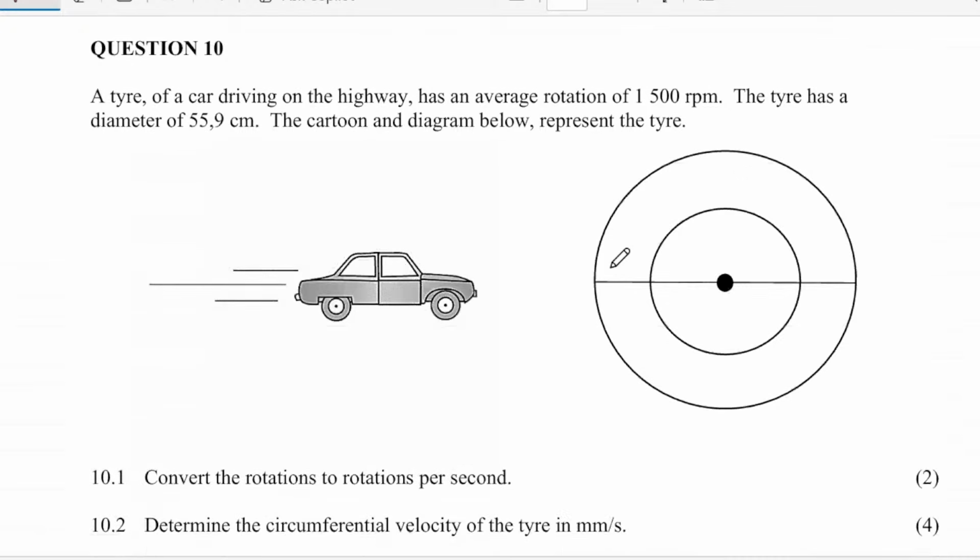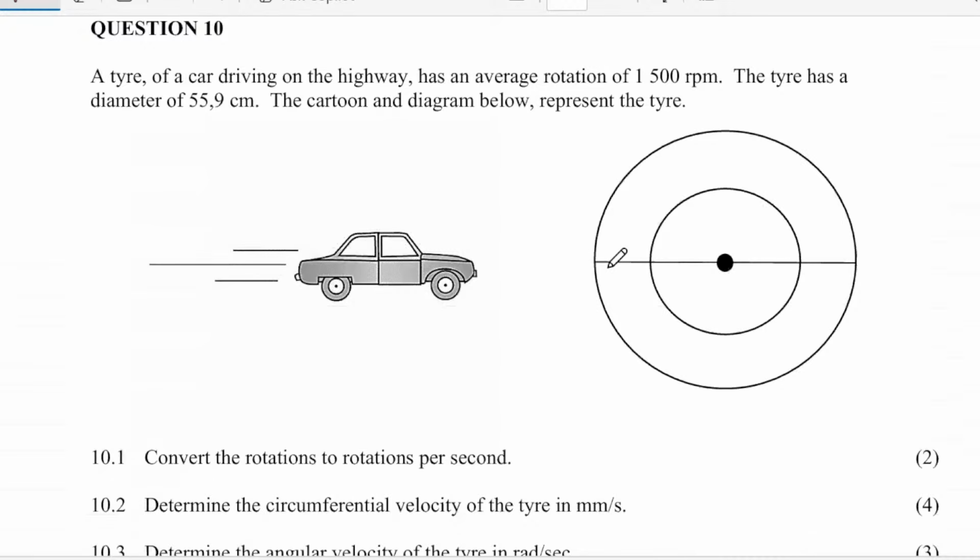Okay, question number 10. A tire of a car driving on the highway has an average rotation of 1.5 revolutions per minute. The tire has a diameter of 55.9 centimeters. The cartoon and diagram below represent the tire. Convert the rotations to per second. So that's going to be 1.5 divided by 60, which gives us 25 revolutions per second, which is so fast.